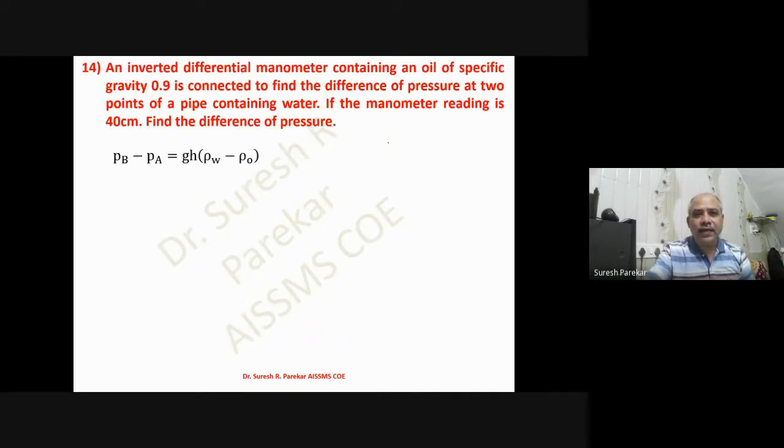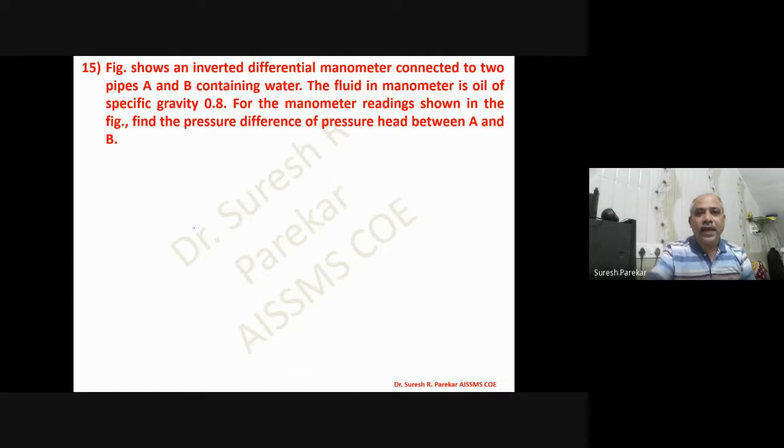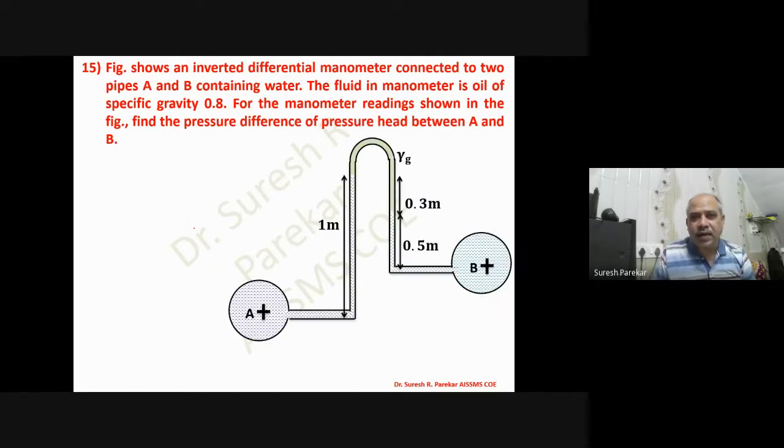Then we have an inverted differential manometer. I have shown you the formula for how we directly find Pb minus Pa. The level difference is given as 40 centimeter for the manometer reading, and we just have to substitute that at h, and then we have water and rho oil, and from this we will get the value 392.4 Newton per meter square. Then we have this figure of an inverted manometer, and A and B both contain water. Here also we have water, here also we have water in both.